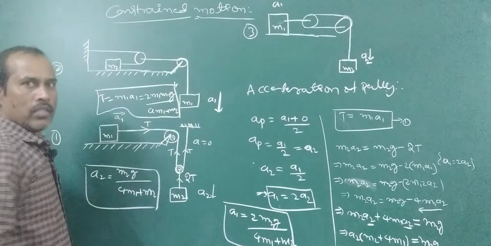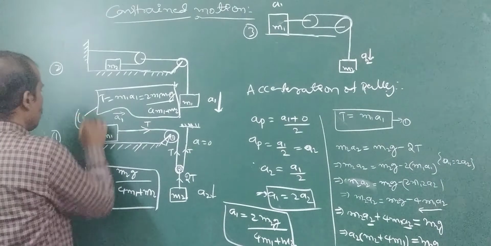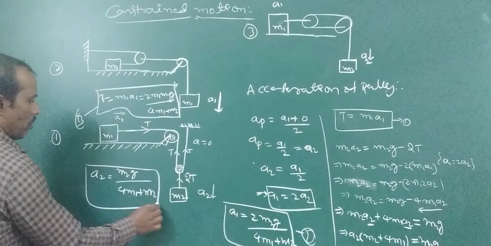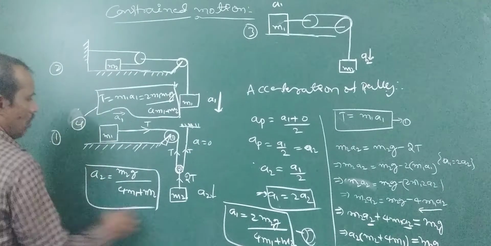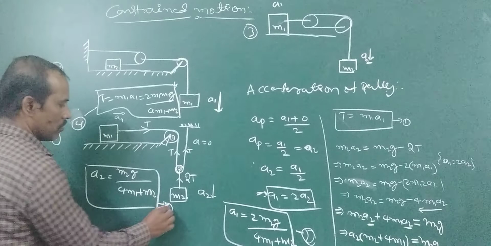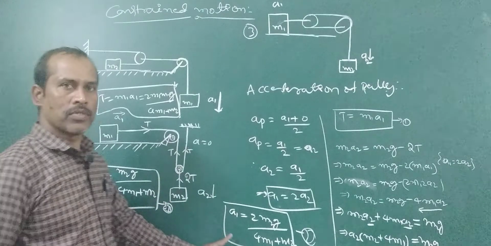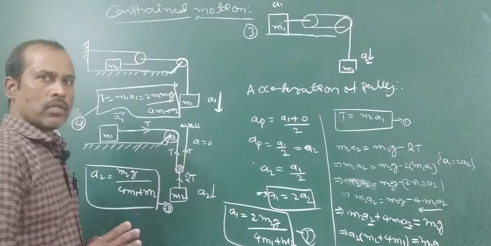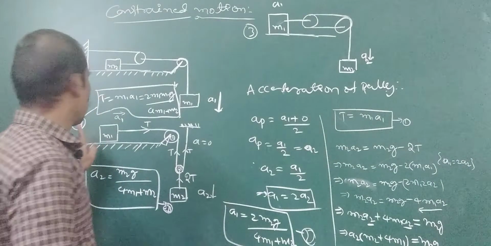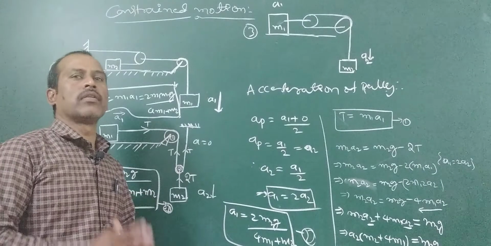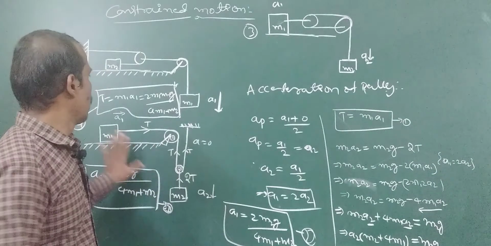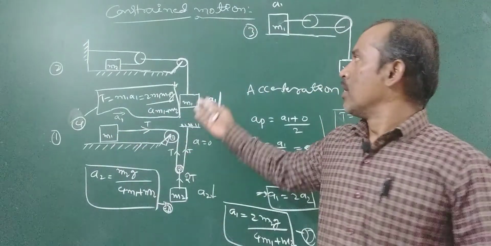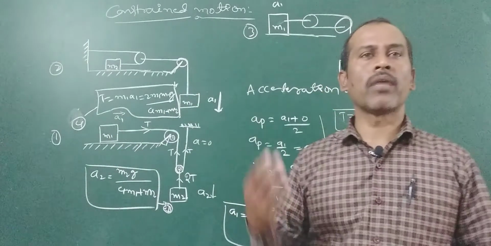Equation 1 gives the acceleration of block M1, equation 2 gives the acceleration of block M2, and equation 4 gives the tension in the string. This is how this type of problem is solved. Note it. Next, diagram 2.